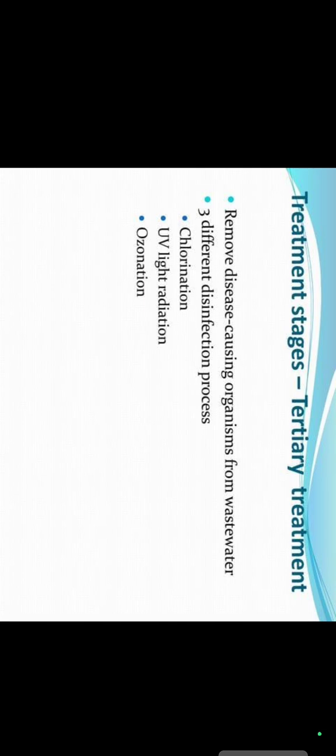So the third one is adding bleaching powder. When bleaching powder is added to the water, it produces hypochlorous acid. This hypochlorous acid is a very powerful germicide. When we add the bleaching powder to the water, it forms calcium hydroxide and chlorine. This chlorine again reacts with the water to form hydrochloric acid and hypochlorous acid. So this hypochlorous acid kills the bacteria.